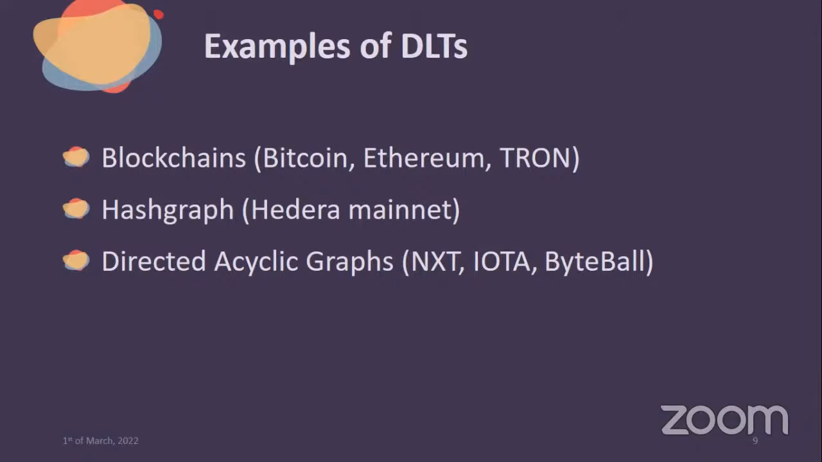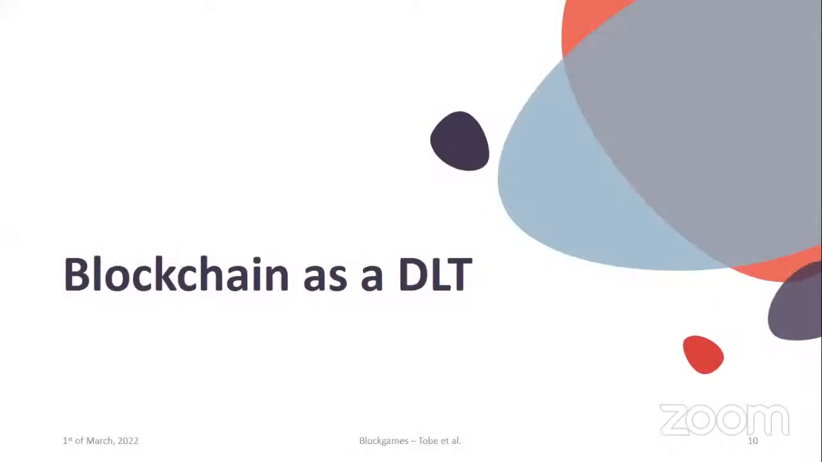Then we have directed acyclic graphs, or DAGs. Those verify data through the data structure. Transactions are verified based on preceding transactions with multiple algorithms. Examples of this are Nxt, IOTA Tangle, and Byteball. We can now view blockchain as a DLT. We're going to view blockchain in the light of storing data across multiple nodes in a way that is fault tolerant and always consistent.